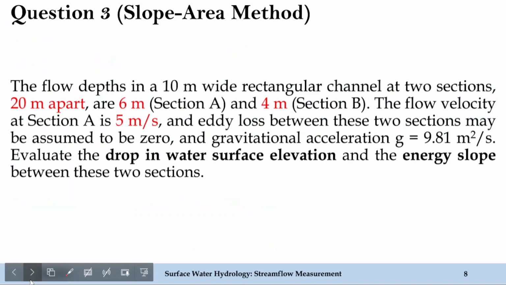Let's switch to the third and last problem for today's live interactive session, that is the slope area method. Let me read the problem.